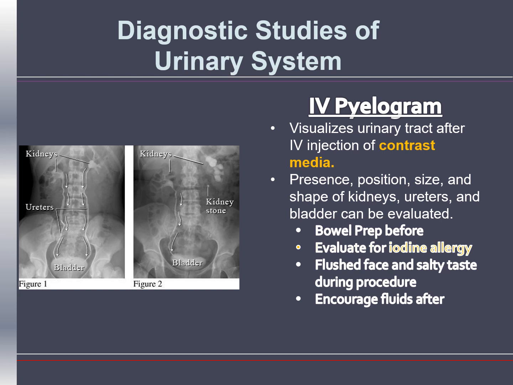The IV pyelogram looks at presence, position, size, and shape of kidneys, ureters, and bladder, so they can all be evaluated. Usually they want a bowel prep before, because if you have a lot of bowel that's in the way of seeing the kidneys, you're not going to be able to see it. Again, look for allergies, flushed face, and a salty taste during the procedure. That's the biggest complaint people have. And then encourage fluids afterwards so they can flush that media, the contrast, out of them.